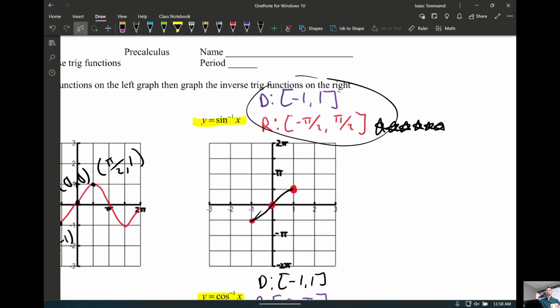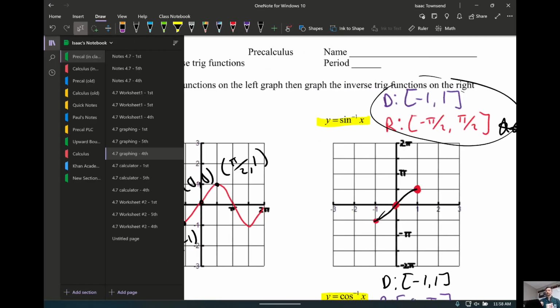Yes? Will they ever have transformations, like tangent inverse plus 4? If you take a college trade class, you probably would get into some transformations, but no, we don't go that deep. Perfect. We're glad if you know what they look like.